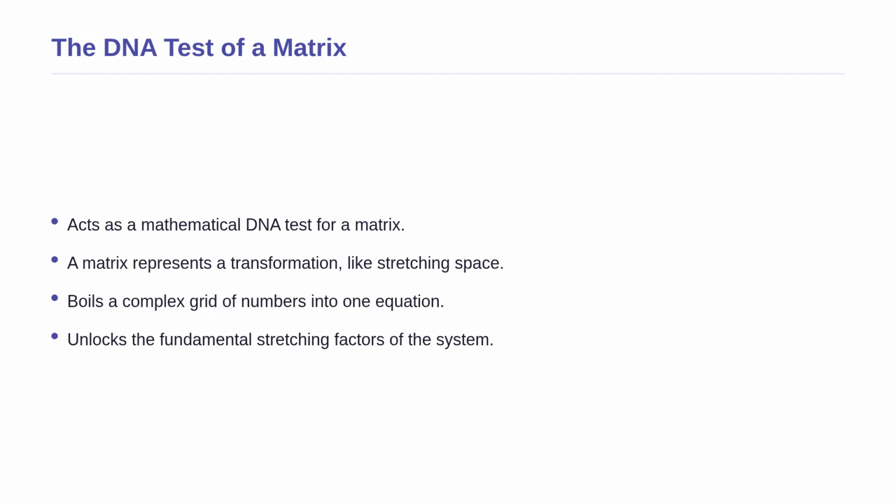Now that we understand the goal, let us look at what this tool actually is. Think of the characteristic polynomial as a mathematical DNA test for a matrix. A matrix is just a grid of numbers, but geometrically it represents a transformation, like stretching or rotating space. The characteristic polynomial takes that complicated grid of numbers and boils it down to a single algebraic equation. By solving this one equation, we unlock the fundamental stretching factors of the matrix. This tells us exactly how the system behaves at its core, revealing its most essential properties.